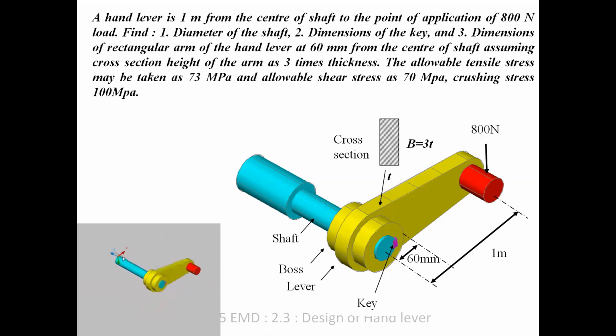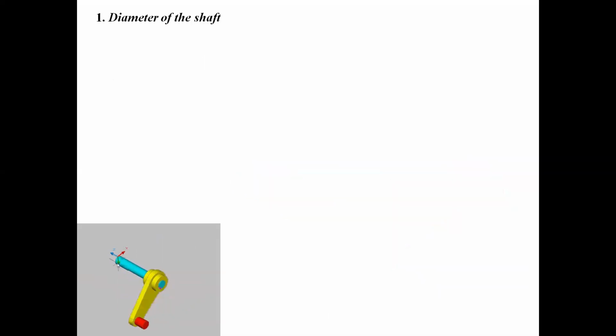The allowable tensile stress may be taken as 73 megapascal, allowable shear stress as 70 megapascal, and allowable crushing stress as 100 megapascal. So here it is assumed that the material of the shaft, the lever and the key are all the same. So we have to consider allowable tensile, shear and crushing stress the same for all materials of the hand lever. So this is the simple statement. So let us go further.